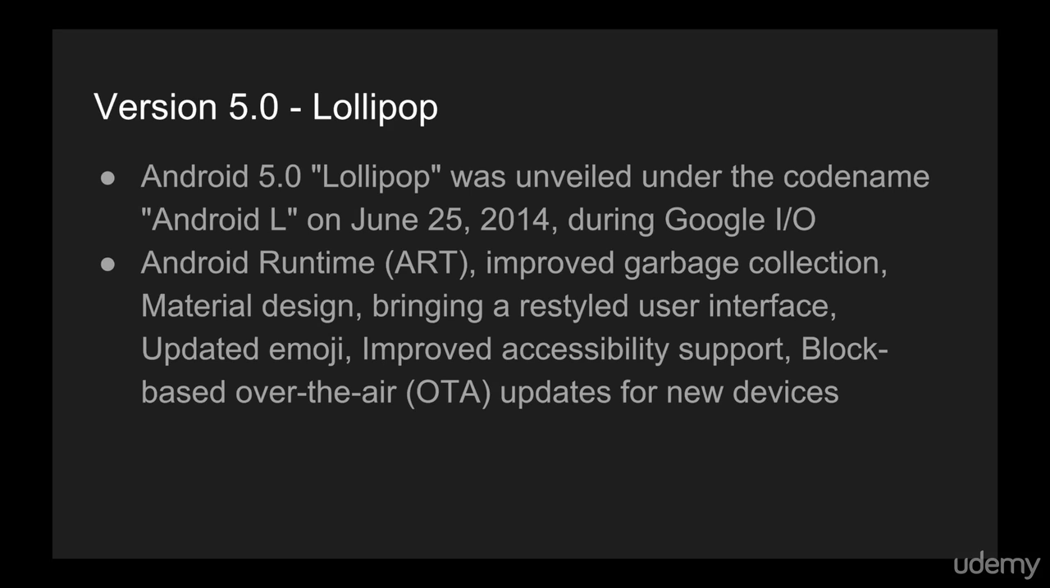One of them was switch access support, and block-based over-the-air updates for new devices were added to it. It also had audio input and output through USB devices. There were guest logins, and multiple user accounts were available on more devices such as phones. It also had a lock screen which provided shortcuts to application and notification settings. So these were some of the features that were added to 5.0.